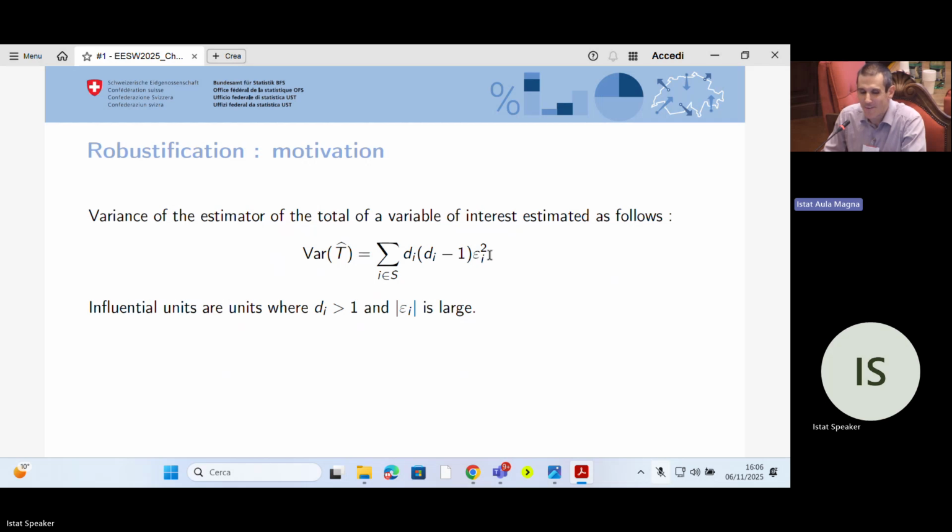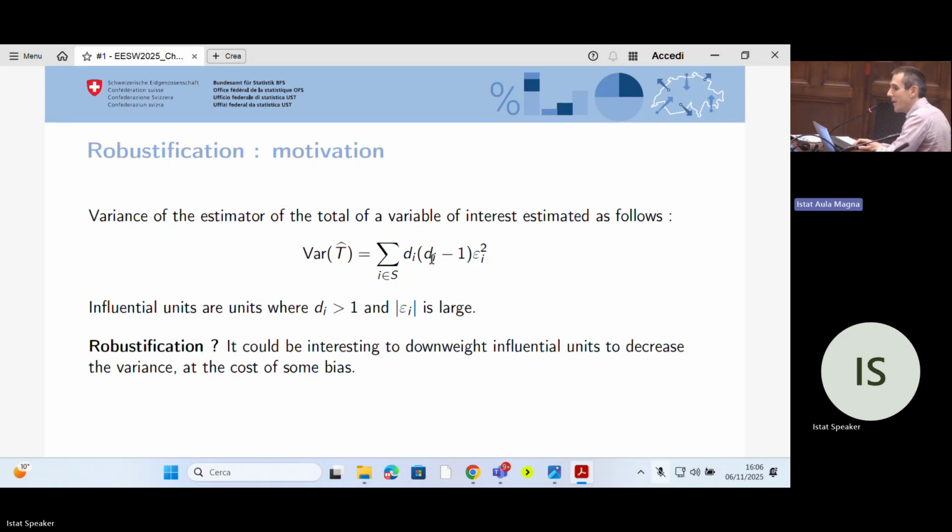So when the residual is large, it might be very tempting to downweight the company I, which has a large residual. Just take a look. If you put the weight to 1, DI minus 1 is equal to 0. No variance, we win. So that's why robustification could be interesting.